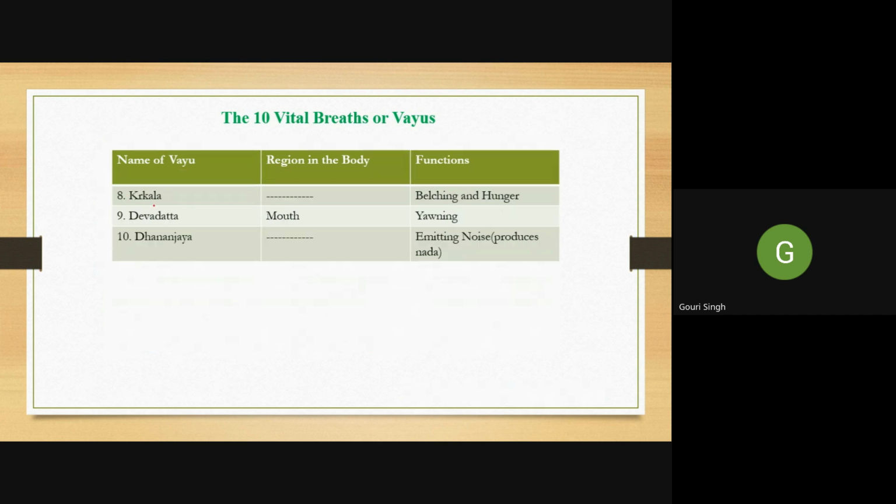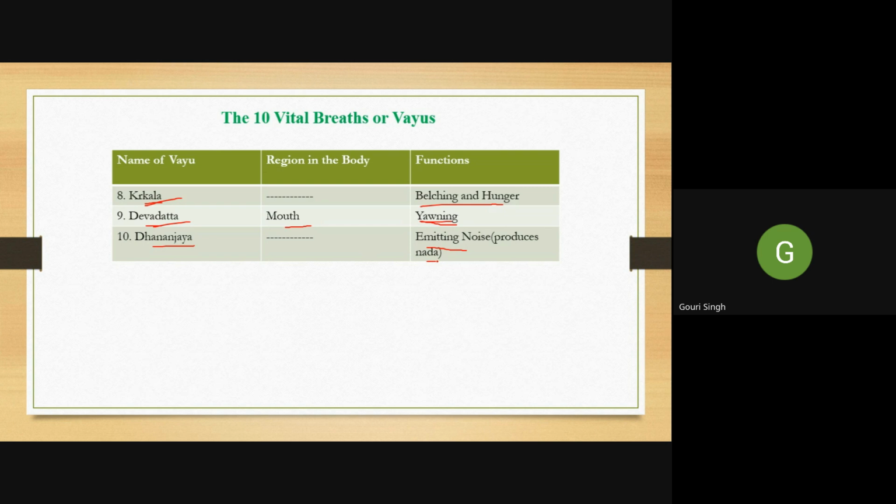The eighth one is the Krikala. No specific area is defined for it in the body, but its function is written as belching and hunger. The Devadatta is present in the mouth, and it is because of this Devadatta Vayu that we are able to yawn. Then the last one is Dhananjaya. It is also not defined with any specific body area, but its function is emitting noise or producing nada.